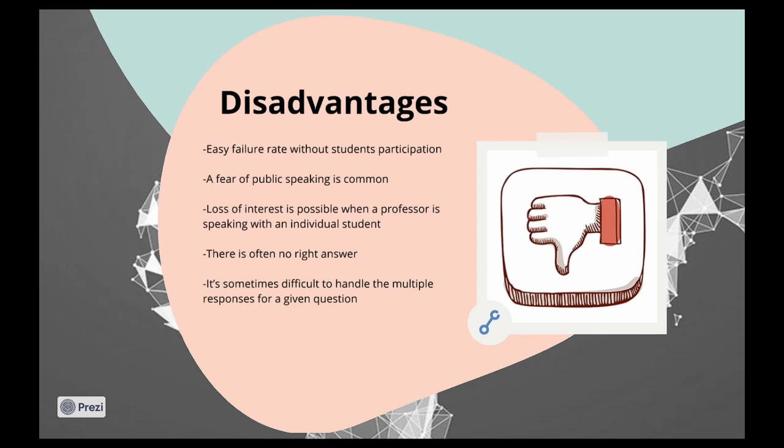Loss of interest is possible when a professor is speaking with an individual student. Let's imagine that I am a teacher and I have talked with one of my students the whole class time. So the other participants would probably be bored and not try to discover answers themselves. There is often no right answer. This is a problem when you want to teach positive science lessons like physics and maths, because in those lessons there are facts that cannot be discussed. And it is sometimes difficult to handle multiple responses for a given question.